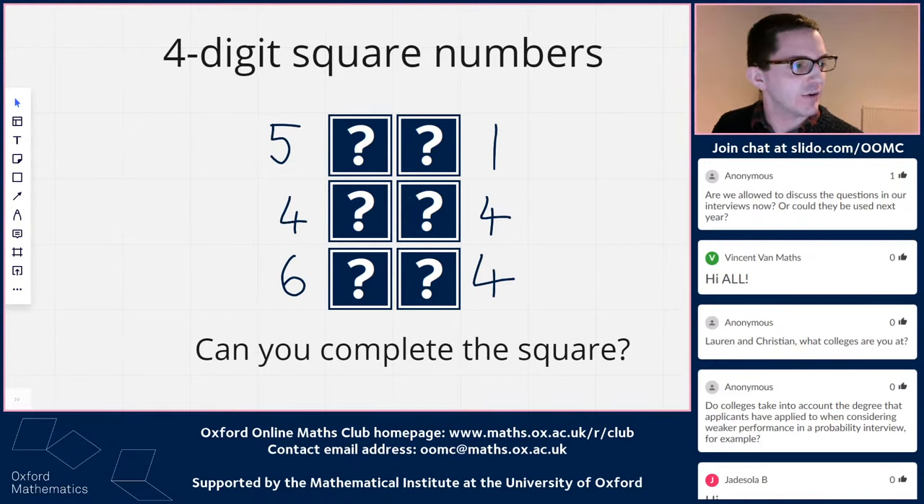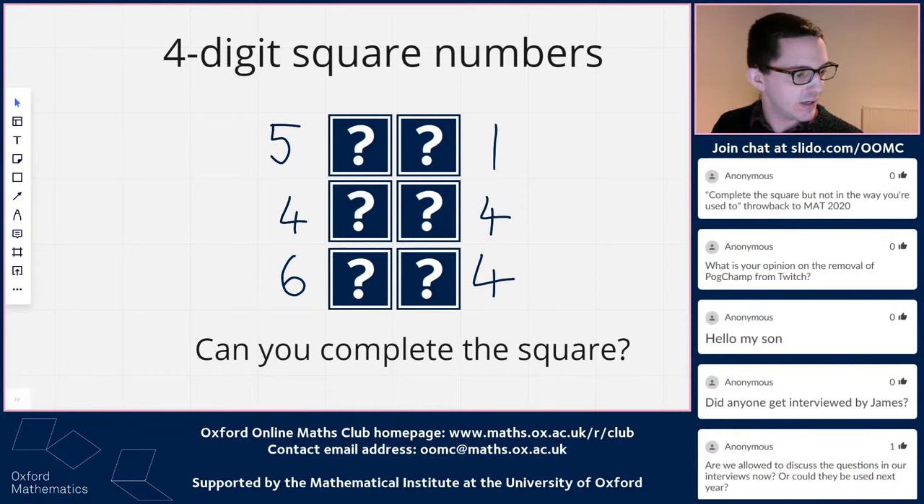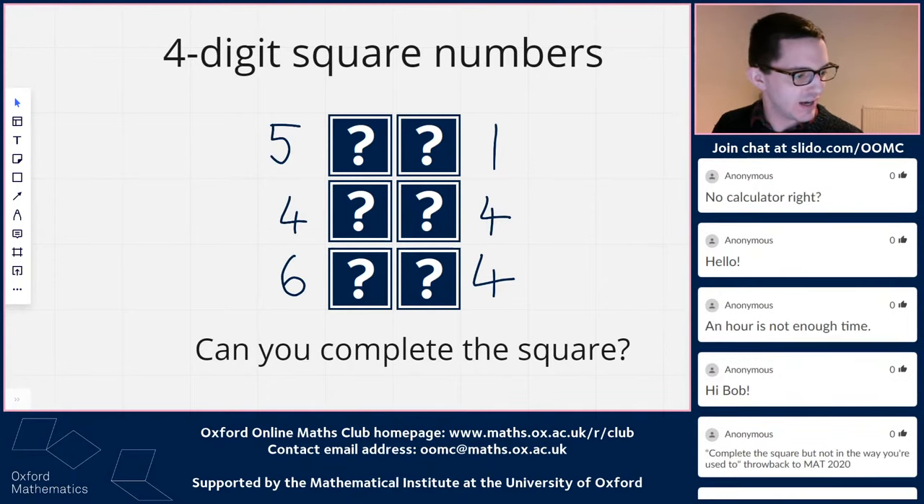Okay, there's a little bit of lag on chat. People saying other stuff, complete the square, but not the way you're used to. This is not a calculator question.